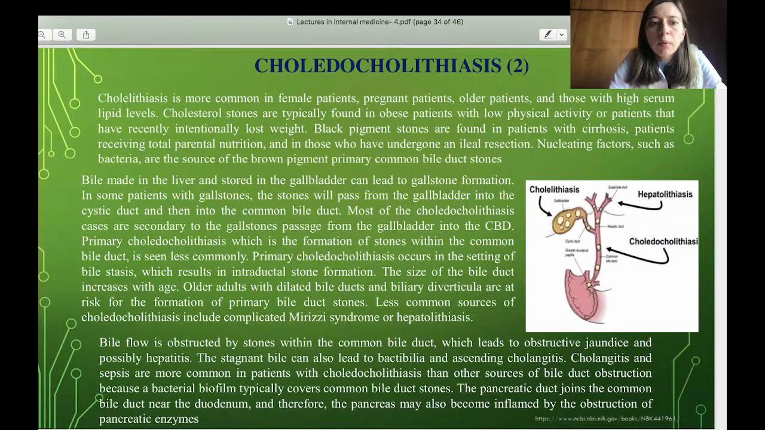Primary choledocholithiasis occurs in the setting of bile stasis, which results in intraductal stone formation. The size of the bile duct increases with age. Older adults with dilated bile ducts and biliary diverticula are at risk for the formation of primary bile duct stones. Less common sources of choledocholithiasis include complicated Mirizzi syndrome or hepatolithiasis.